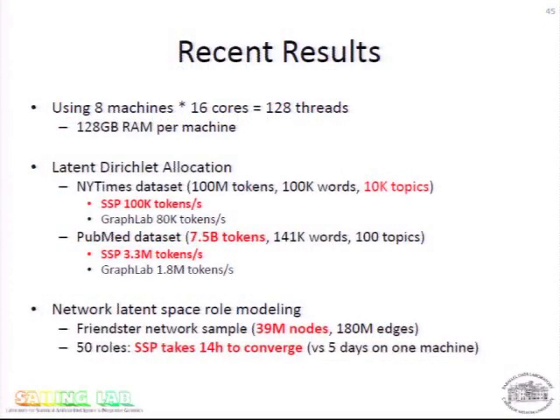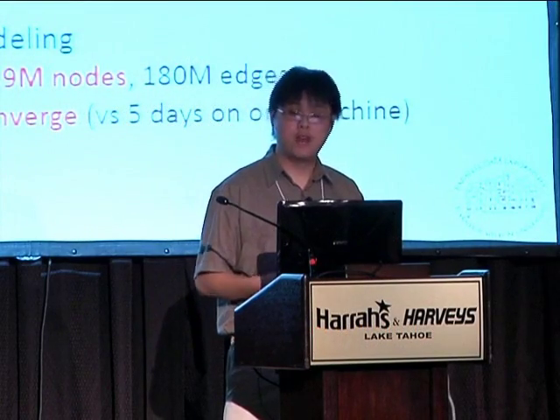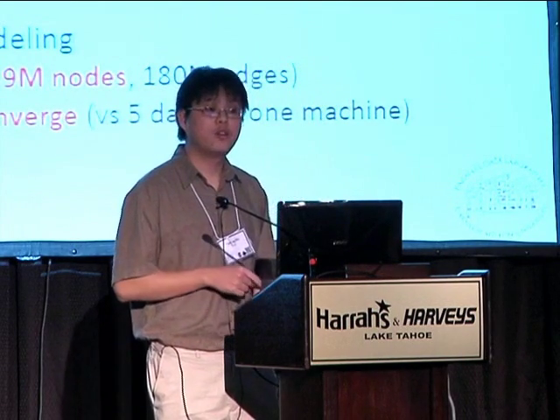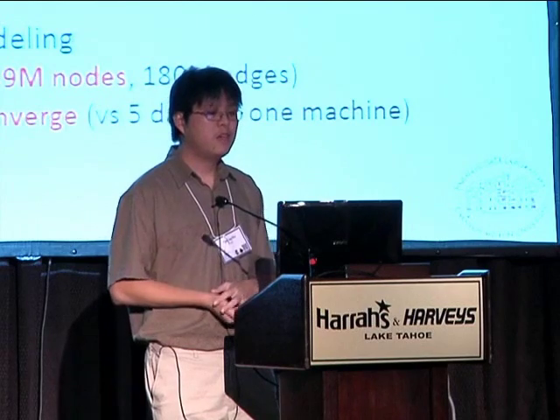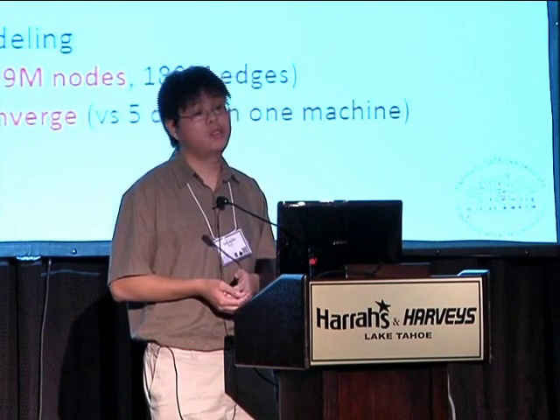We also have some recent results that didn't make it into the paper. Here we're using 8 machines times 16 cores equals 128 threads with 128 gigs of RAM per machine. Now on the New York Times data set, if we increase the topics all the way to 10,000, we can do about 100,000 tokens per second on this cluster.